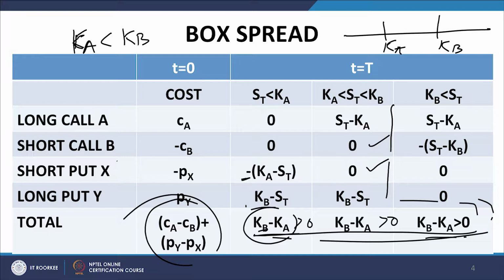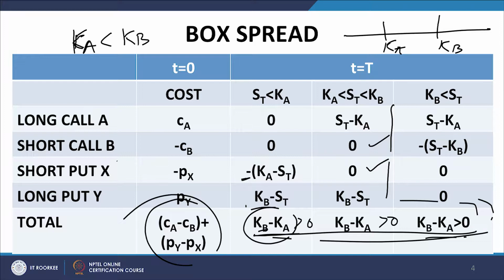Doing the same thing for the next situation, where Kb is less than St, both the call options become live, become exercisable, and shall be exercised. Both the put options will lapse, and you again have this. Now, the last row makes very interesting reading indeed: Kb minus Ka, Kb minus Ka, Kb minus Ka, and incidentally Kb minus Ka is also greater than 0.